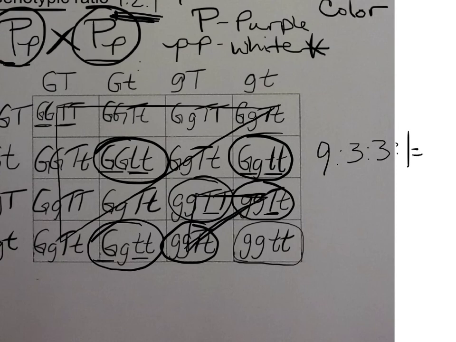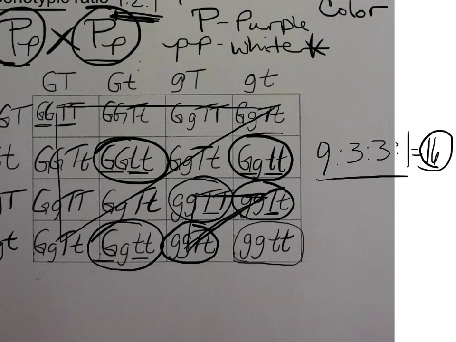Now, because there are 16 boxes, if you add all this up, it should equal 16. So 9, 10, 11, 12, 13, 14, 15, and finally 16. In case you didn't do it right, then you might not get that same number. So it's a good way to just check if you've done it correctly.